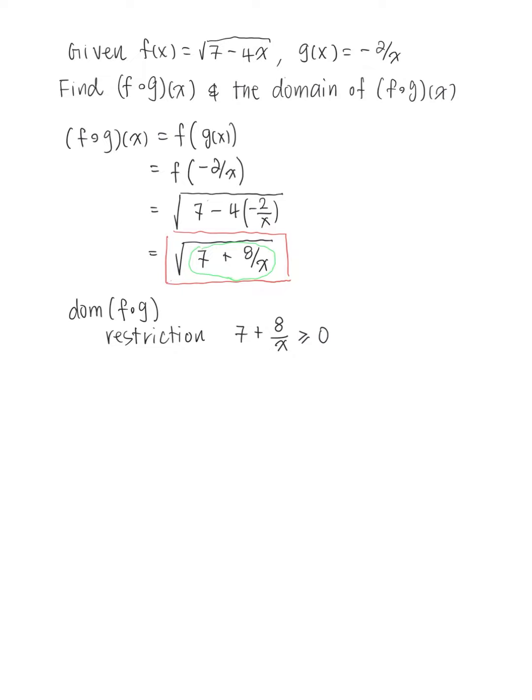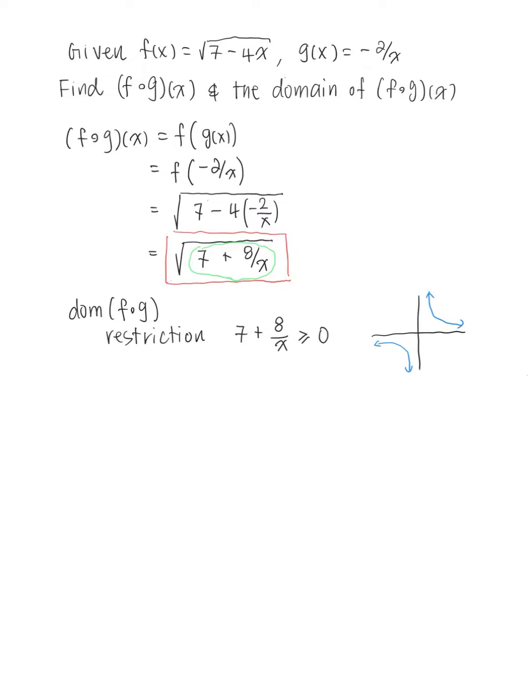All right, the restriction is that 7 plus 8 over x has to be greater or equal to 0. Now, every time you see the variable in the denominator, you're going to have to be careful. The reason why is this. If you look at the graph of y equals 8 over x, let me just graph that out real quick. The graph of 8 over x is going to look like this. You'll learn this in a few sections from now.